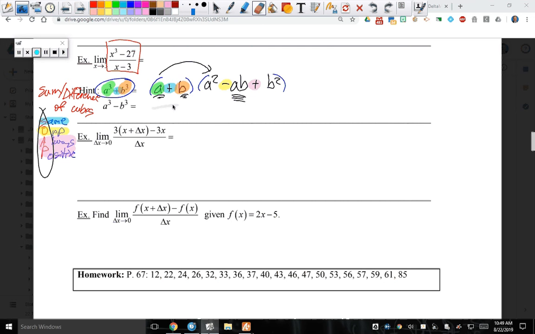So if I did the same with the difference of cubes, I know it's a binomial, trinomial. It's the same sign, so I'm going to put a negative or a subtraction. It's the opposite and always positive. Okay? If I cube root this, I get A. Cube root this, I get B. From here, I would square this first term to get this, square this last term to get this, and then just multiply these together to get that.